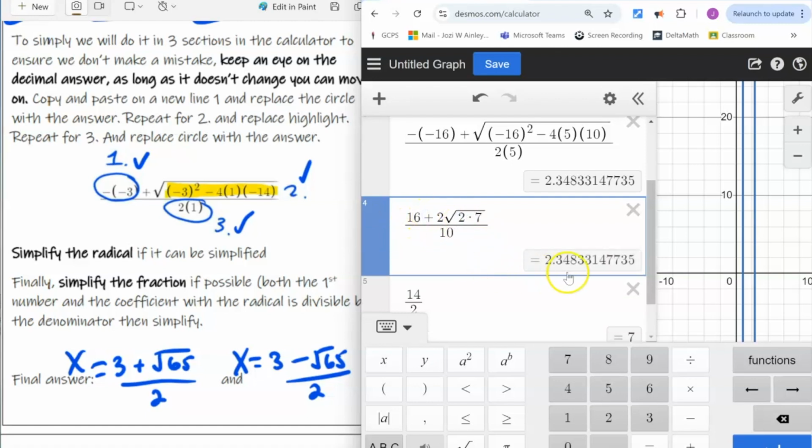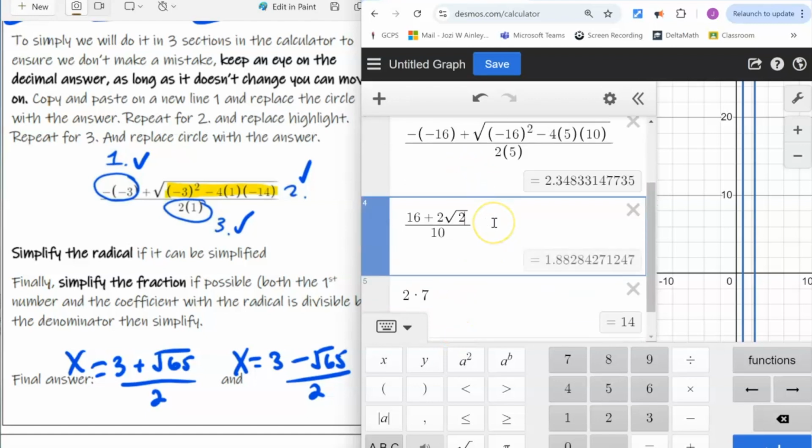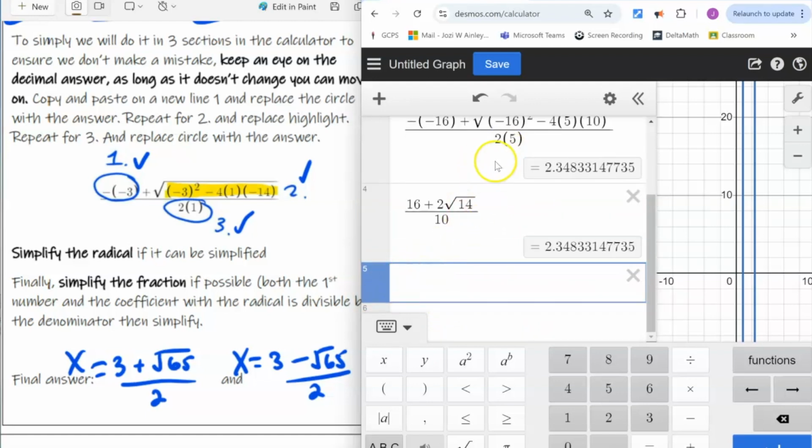All right, so I'm going to say, did the number change? Nope, so I'm still good. Do I see any other books? No. So the last thing is I just combine my cards together. And when I combine my cards together, I'm going to get 2 times 7, which is 14. Again, did it change? No. All right, so I have simplified my radical from a previous unit.